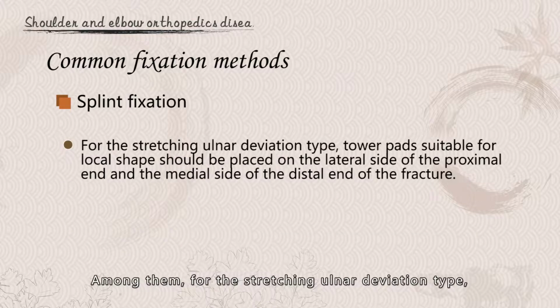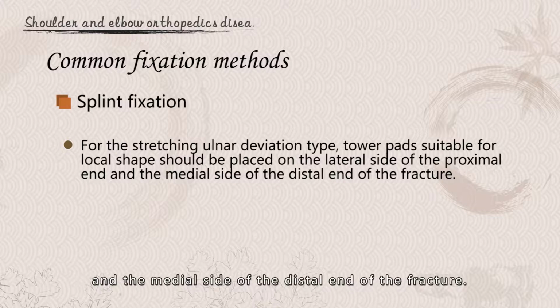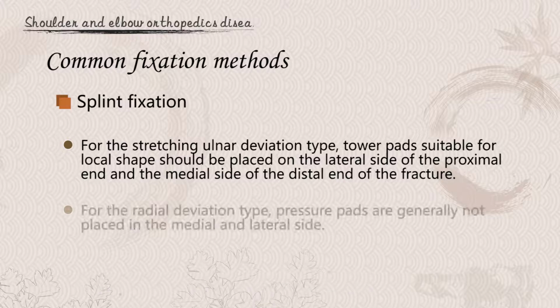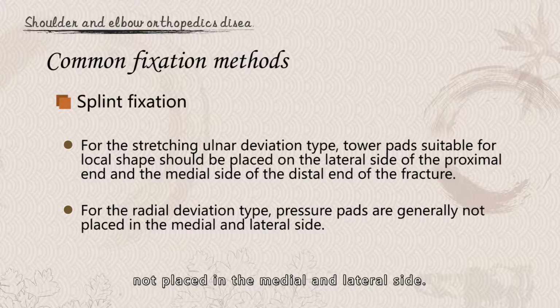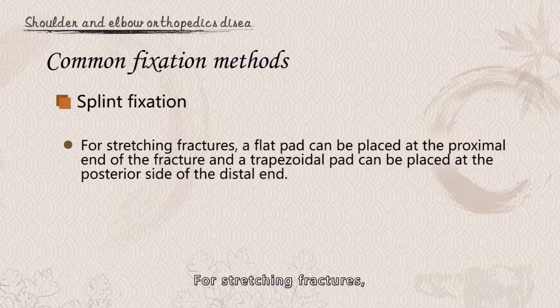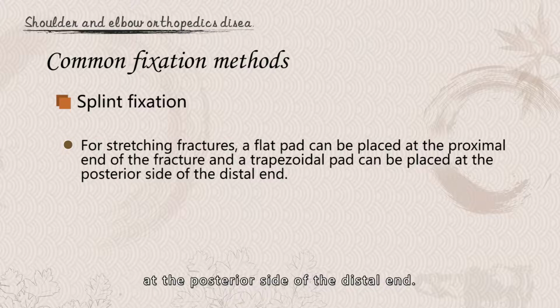Among them, for the extension ulnar deviation type, pads suitable for the local shape should be placed on the lateral side of the proximal end and the medial side of the distal end of the fracture. For the radial deviation type, pads are generally not placed on the medial and lateral sides. For extension fractures, a flat pad can be placed at the proximal end of the fracture and a trapezoidal pad can be placed at the posterior side of the distal end.